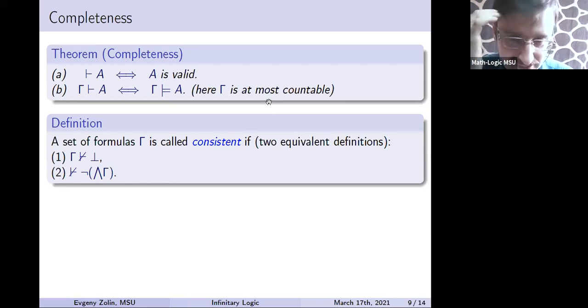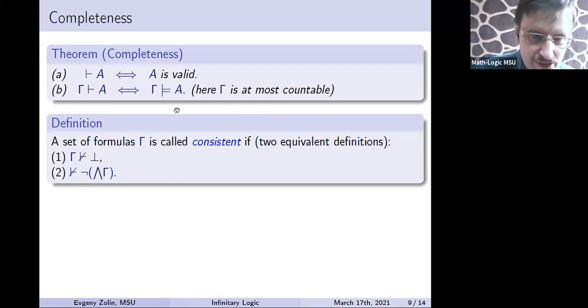We will discuss later why it is only formulated for countable gammas. This is an easy consequence of this previous slide, that derivations are at most countable. Okay, but let us see how the completeness is proved for the infinitary logic.